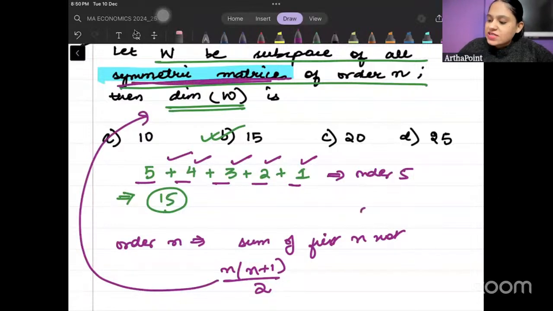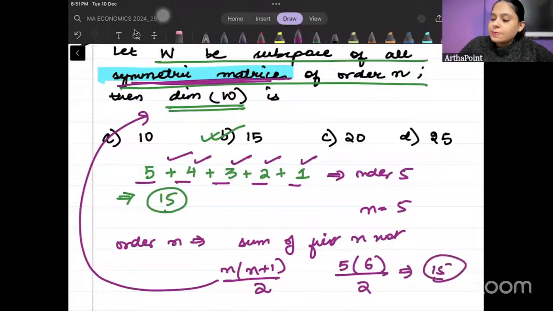Now just put n as 5 and check. What will I get? 5 into 6 by 2, 30 by 2, which means 15. So the answer is coming as 15. So the dimension of this matrix will become 15. Any doubt in this? Anyone who's not clear with what we are doing? Okay, let us go to the next question now.